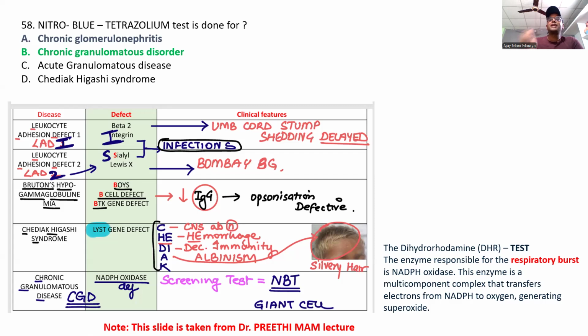The enzyme responsible for the respiratory burst is NADPH oxidase. This enzyme is a multi-component complex that transfers electrons from NADPH to oxygen, generating superoxide. Last time they asked which enzyme is involved in the respiratory burst. It is NADPH oxidase. Please remember this one.